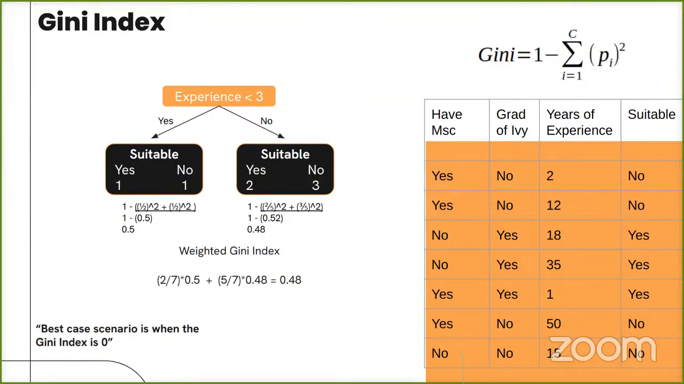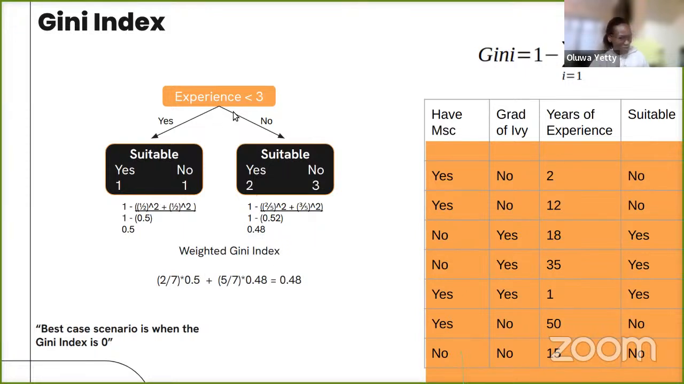Okay. So what's the essence of doing the weighted Gini index? What does the weighted Gini index indicate? Why are we doing it?